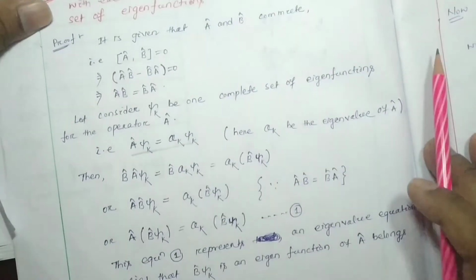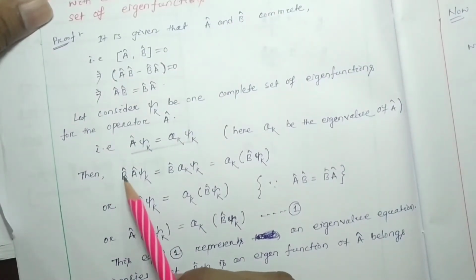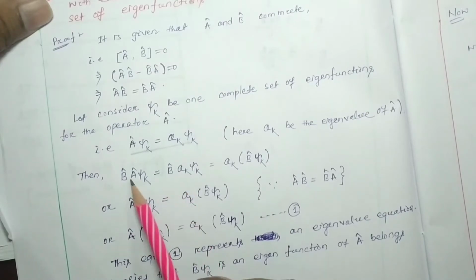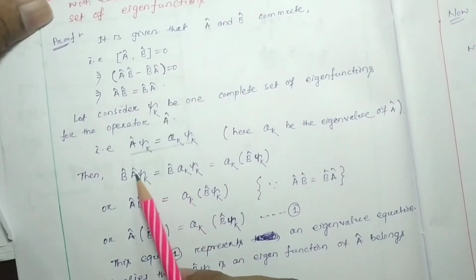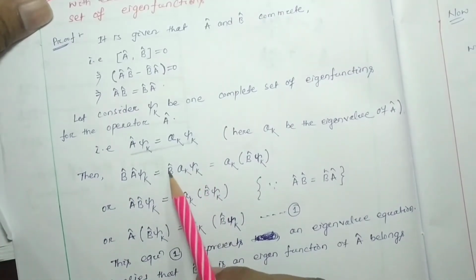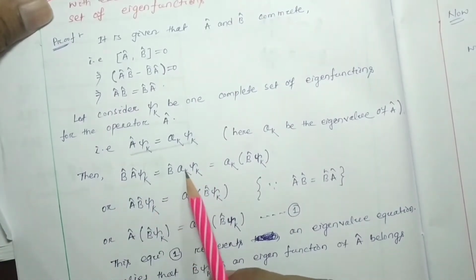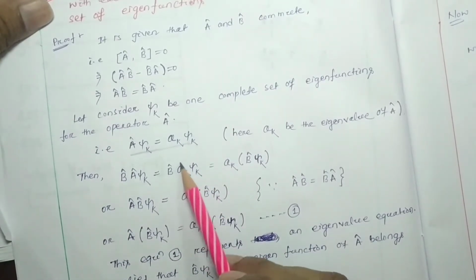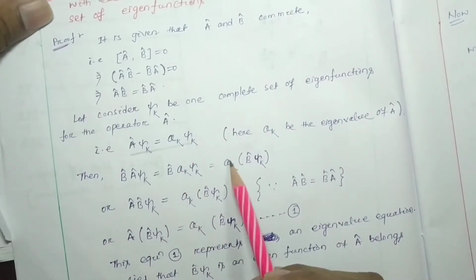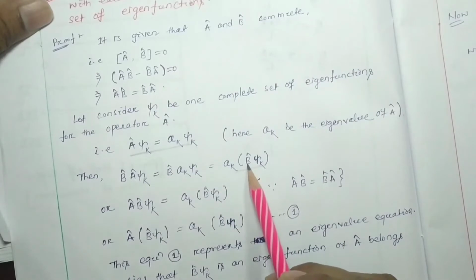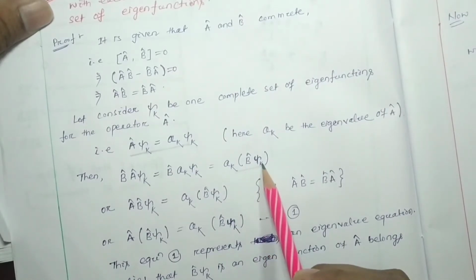Now I have to operate B cap over here. So B cap A cap psi k will be equal to, here A cap psi k is nothing but a k psi k. So B cap will be here, and this will be a k psi k. So a k is an eigenvalue, a constant, and can be taken outside and written in this form: a k B cap psi k.